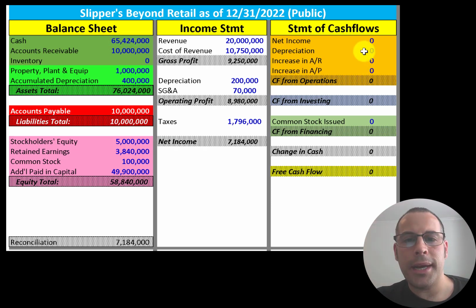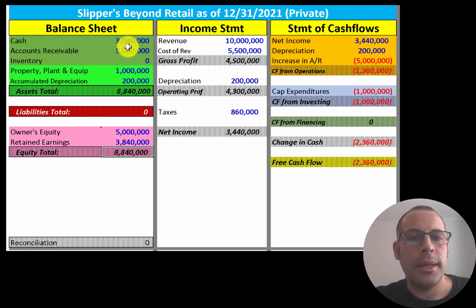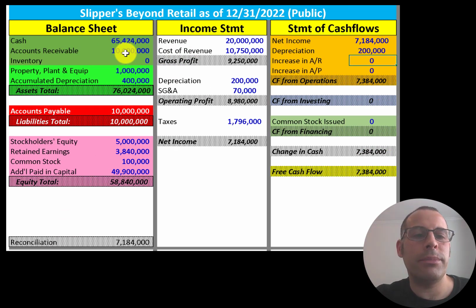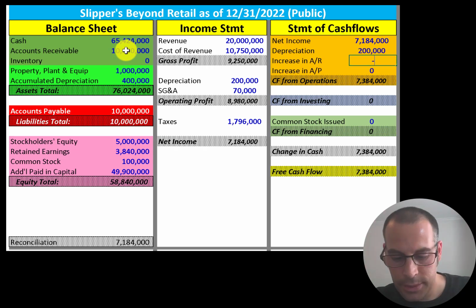Now let's do our statement of cash flows. We start with the cash flow from operations section, and that starts with net income. Now we have to add back the non-cash items on the income statement. $200,000 depreciation. In 2021, our accounts receivables was $5 million at the end of the year. Now it's $10 million, so our accounts receivables went up $5 million. When accounts receivables goes up, cash goes down. So negative $5 million.